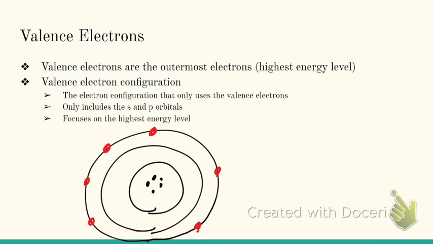Now, we do have our valence electron configuration, and this is the electron configuration that only uses the valence electrons. So it's only going to include the s and p orbitals, and we're just going to focus on our highest energy level. And we'll take a look at some examples of that more in class.